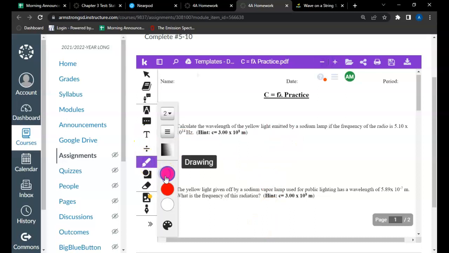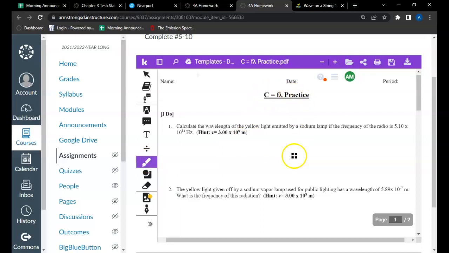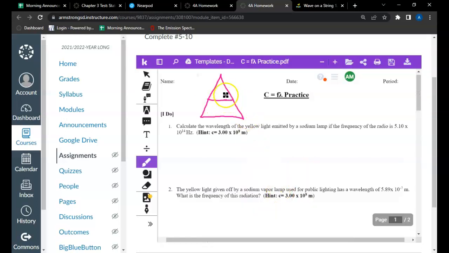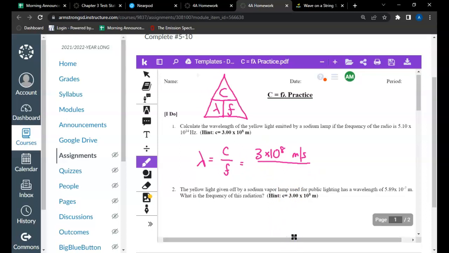So the first question there, calculate the wavelength of yellow light emitted by a sodium lamp. So I'll draw my little triangle just for reference. C, wavelength, frequency. So they're asking me to find the wavelength. If I cover up wavelength, I'm going to divide C by F. So wavelength is C over F, which is 3 times 10 to the 8th meters per second over 5.10 times 10 to the 14th hertz.